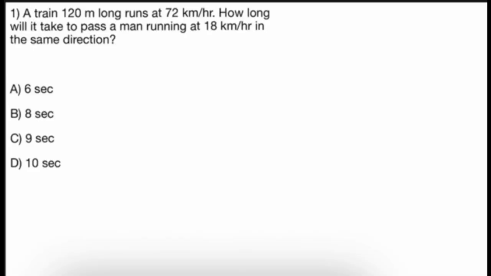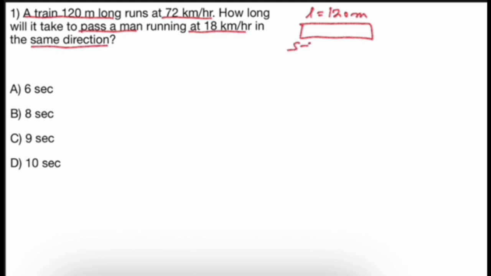We'll be doing problem number one. It says a train 120 meters long runs at 72 km per hour. How long will it take to pass a man running at 18 km per hour in the same direction? So what this question says is that we have a train whose length is 120 meters, traveling at a speed of 72 km per hour, and we have a man who is traveling at a speed of 18 km per hour.